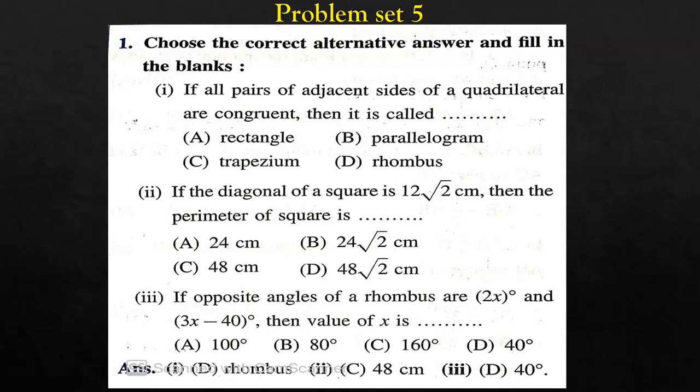this, my dear students, you need to solve in your textbook, in your notebook. After solving you will find that the answer is 48 centimeters. Question number 3. If opposite angles of a rhombus are 2x degrees and 3x minus 40 degrees, then the value of x is, again this sum also needs to be solved. You will be using one of the properties of rhombus and you will come to know that the answer is 40 degrees.